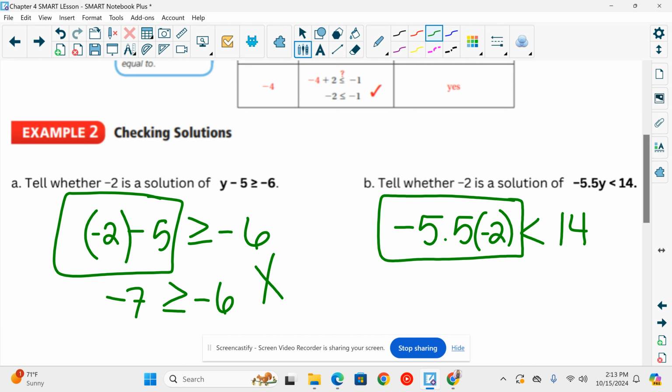I should get positive 11. Is that what you got? Yes. Okay. So positive 11 is less than 14 is what they're saying. Is 11 less than 14? Yes. So is it a solution? Yes, it works.